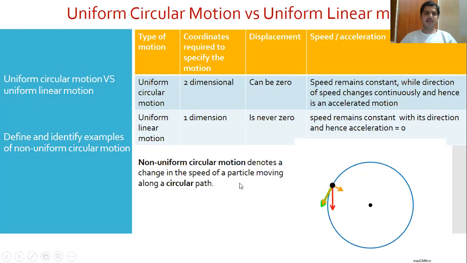So how do you differentiate between uniform and non-uniform circular motion? In uniform circular motion, speed is constant. In non-uniform circular motion, speed is not constant. So therefore, you can expect that there will be an acceleration due to the tangential velocity and also an acceleration due to the change in direction. Anyway, we'll come back to this in detail when we talk about non-uniform circular motion.